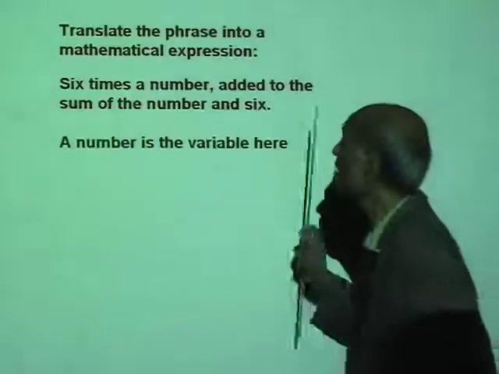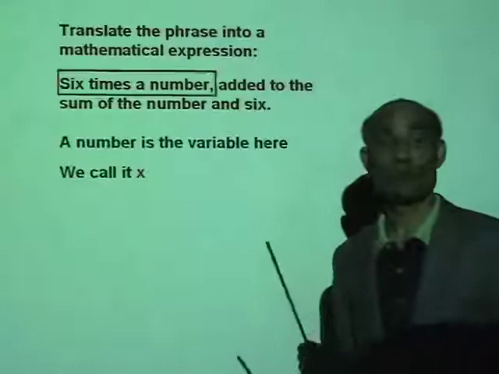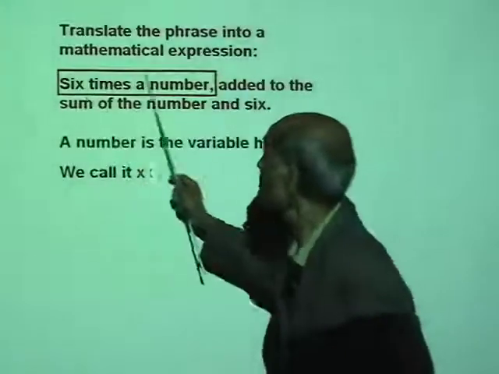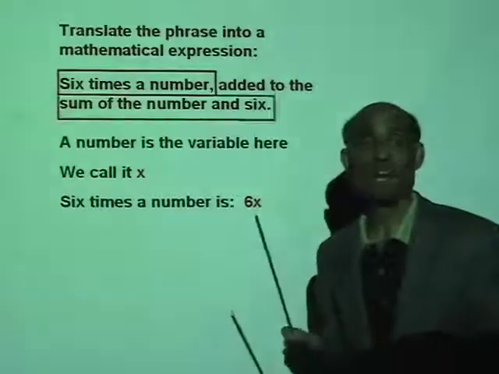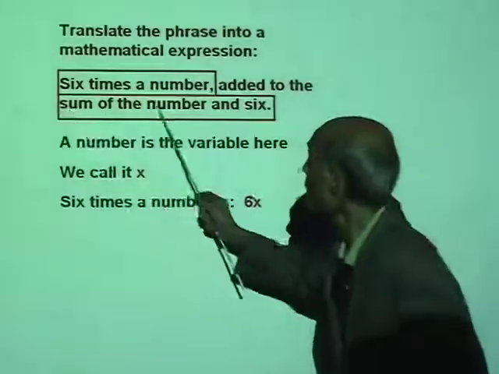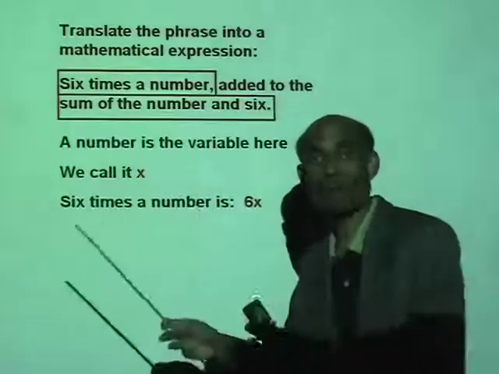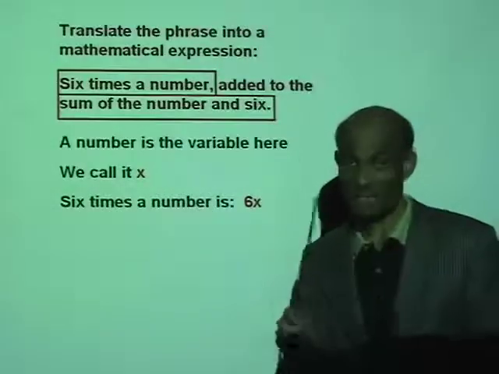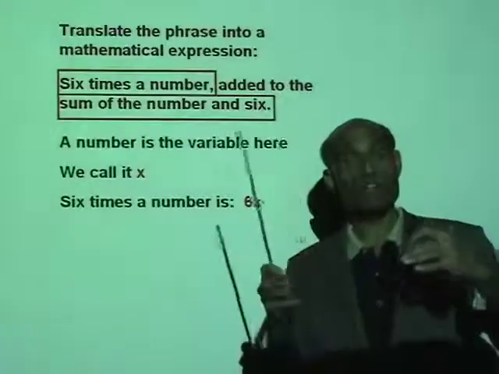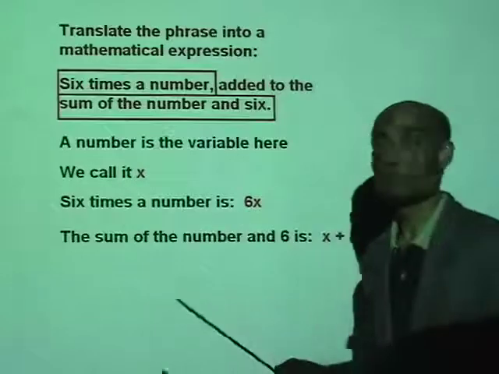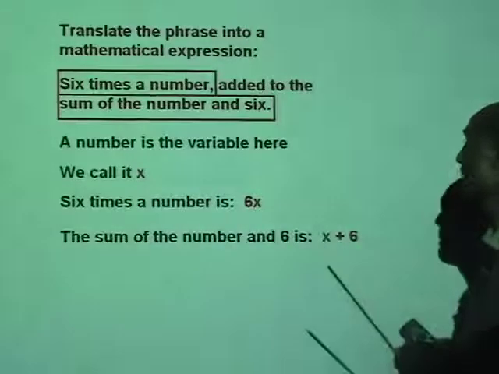A number is the variable here and we call it x. Alright, now 6 times a number is 6x. And then the sum of the number and 6. What is the sum of the number and 6? The sum means add. Add what and what? The number and 6. x plus 6. So the sum of the number and 6 is x plus 6.